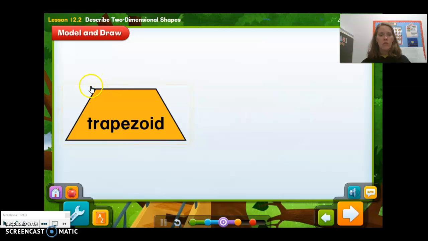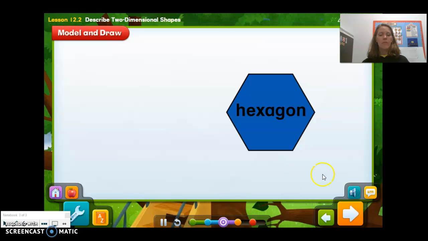And I know you guys know this. 1, 2, 3, and 4. A trapezoid has 4 vertices. This two-dimensional shape is called a hexagon. It also has straight sides. How many sides does a hexagon have?